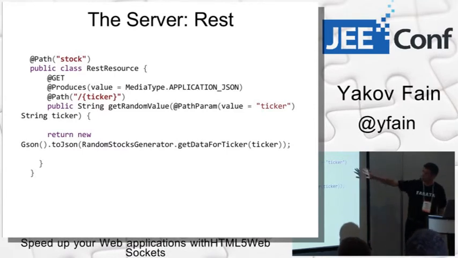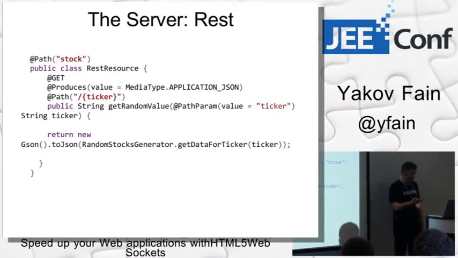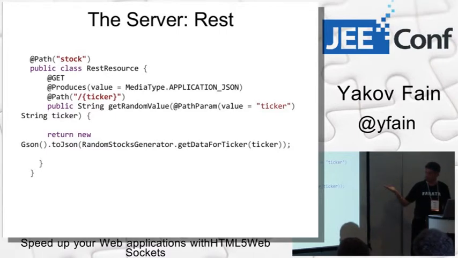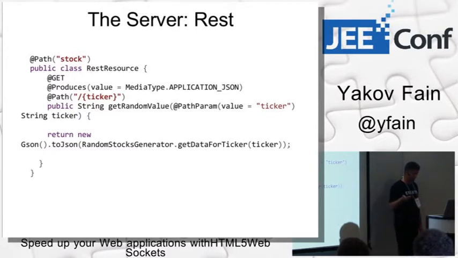On the server side, again, it was deployed under GlassFish. Up on top, you can see this path annotation with stock. And if you have stock/ticker, for example, the word stock and MSFT, then this request will be directed automatically to this get random value method, right? So this path parameter works. It's pretty simple.